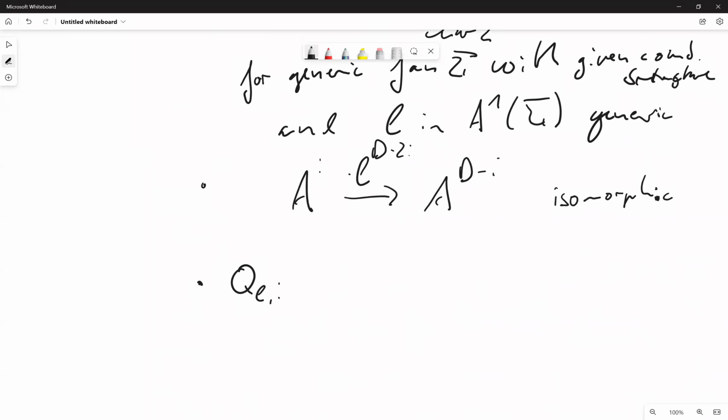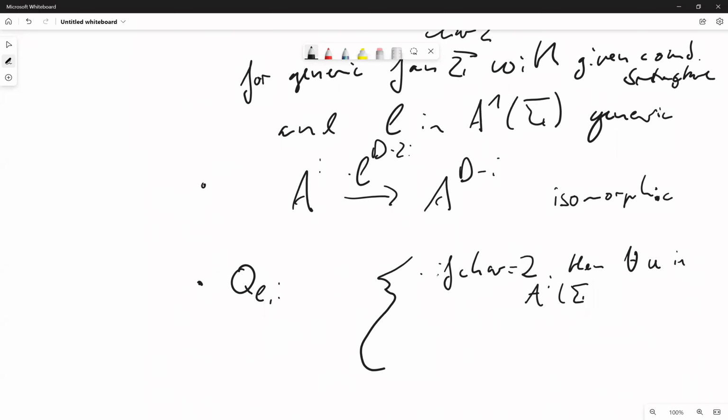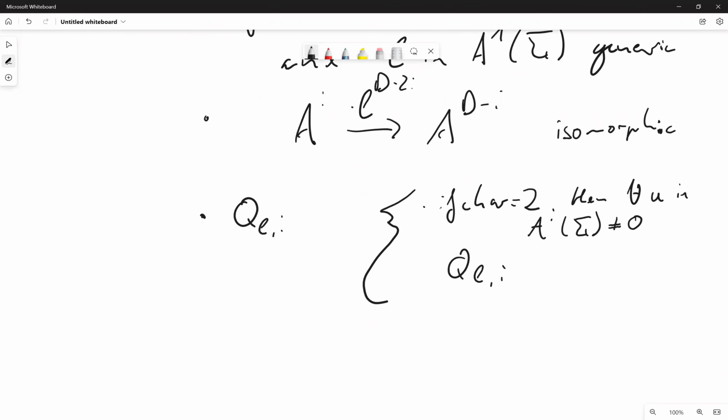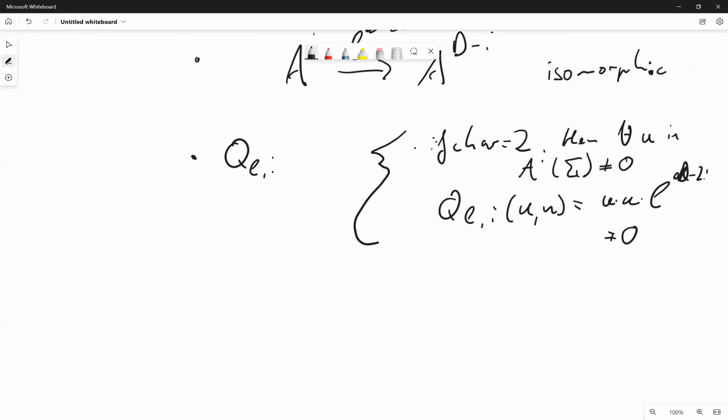But we have the following results. If characteristic is equal to 2, then this form is totally anisotropic. Then for all u in AI of sigma that are not equal to zero, we have Q(u, u) is just u times L to the D minus 2I. This is not zero. Okay, so it sounds a little bit like this should always be true, but this is kind of a subtle statement.